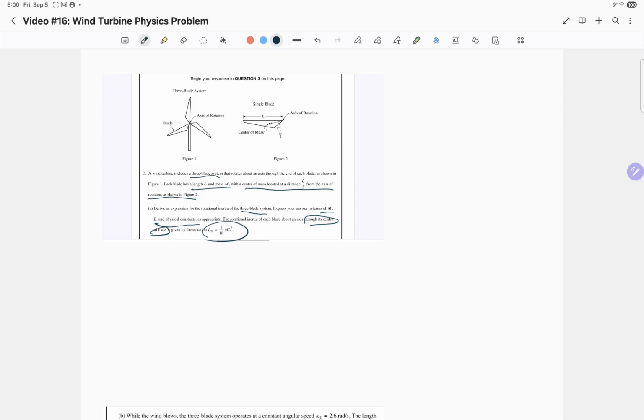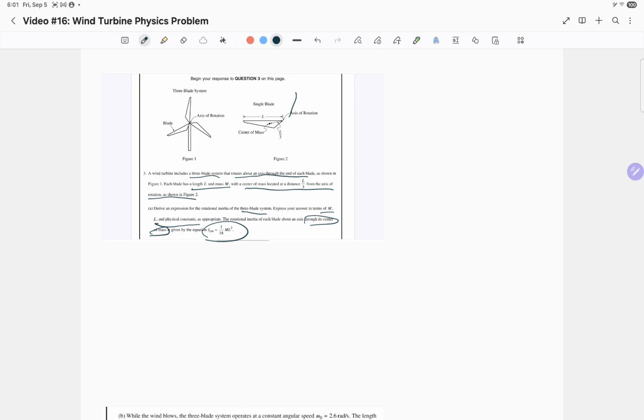They give you the rotational inertia of each blade about an axis through its center of mass. Through its center of mass. That's very important. That's why I circled it. Not about its end. We want to find it about its end, because this turbine's 3 blades rotate around the end of each blade. Not around its center. So what is an equation that relates rotation of an object about its center and about some other axis?